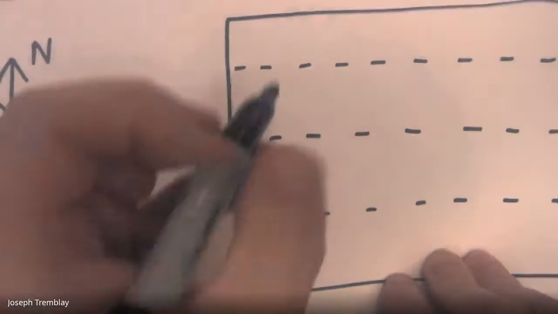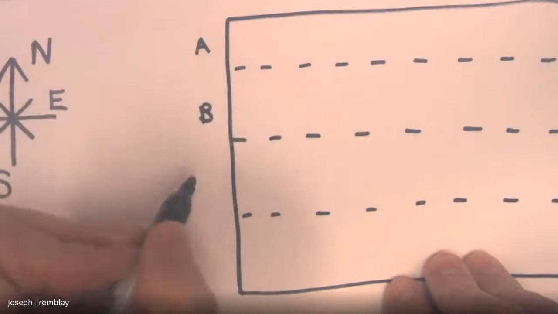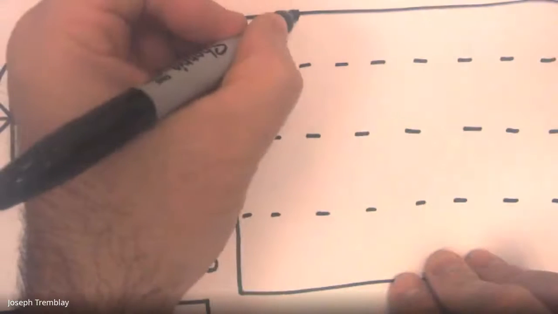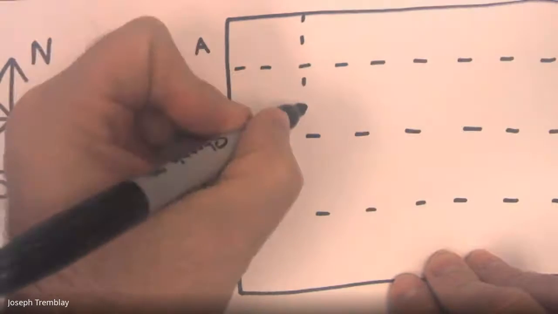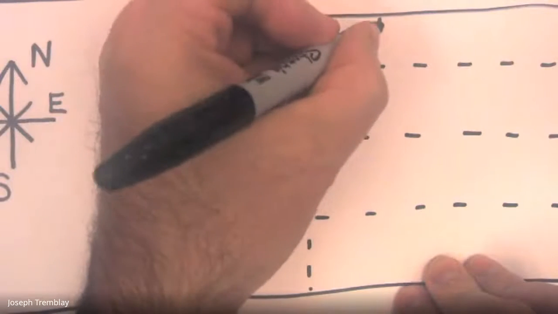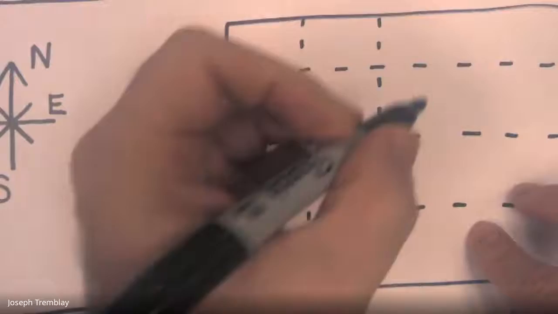So here we go. I've got, we'll call this A, B, C, and D. Now we're going to do the same thing going down. I'm making a grid. You see that? I'm making boxes. Kind of like I'm setting up an array.